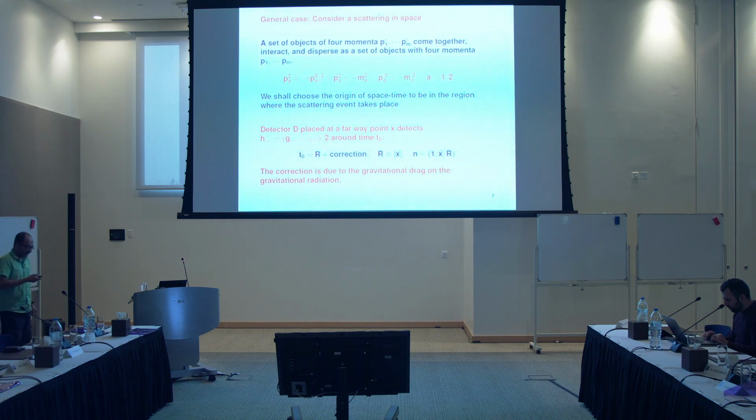So, let us imagine that there is a scattering in space, and what I mean by scattering is that a set of objects which have 4 momenta, say p1 prime to pm prime, m objects, they come together, they interact, and then they disperse as a set of objects with some different set of 4 momenta, which I will denote by p1 to pn.